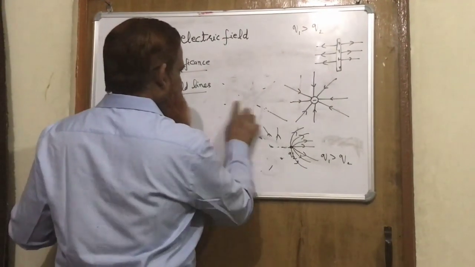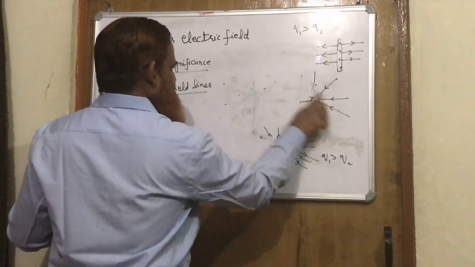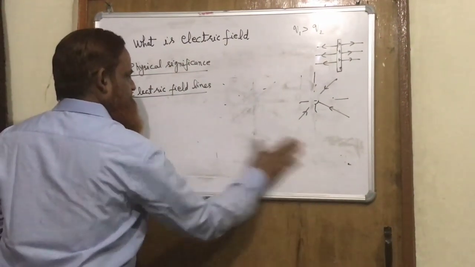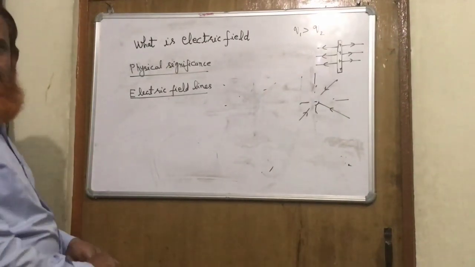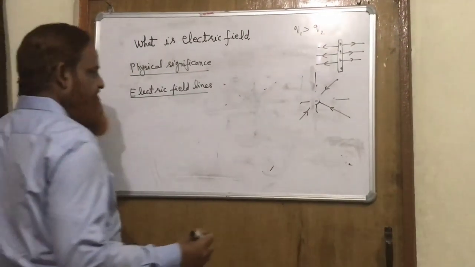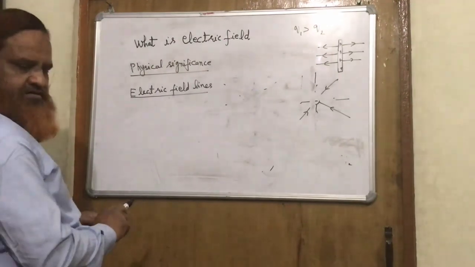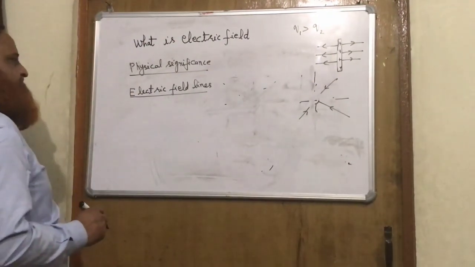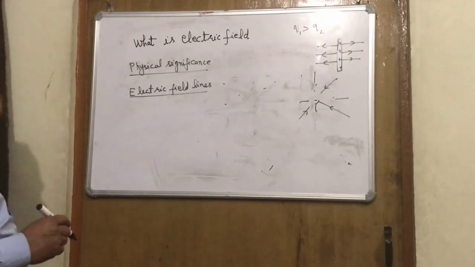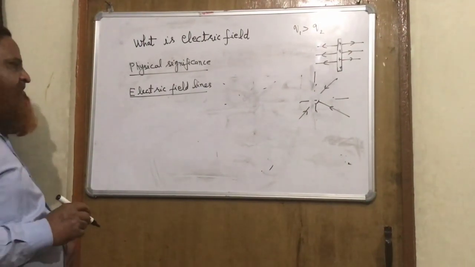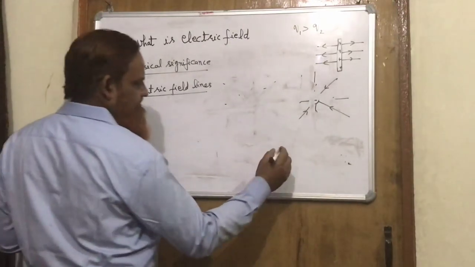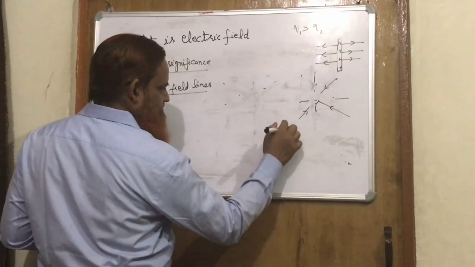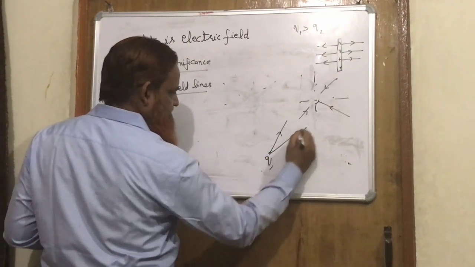That was the quantitative definition of electric field intensity, that it is the force experienced by unit charge. But the qualitative definition is the number of electric field lines per unit area normal to that area. Suppose it is a charge Q, and electric field lines are drawn around it.